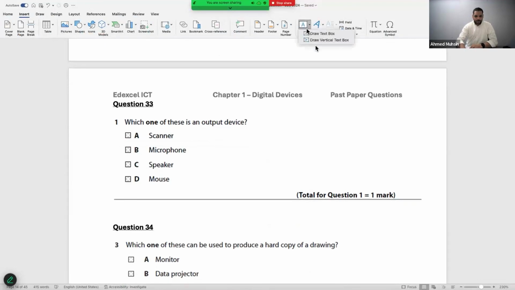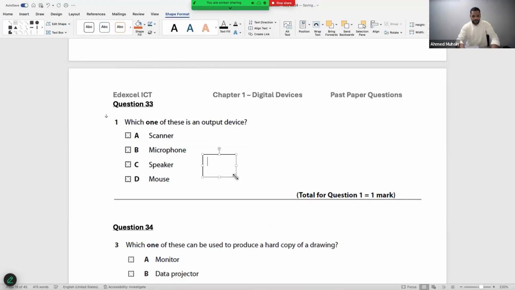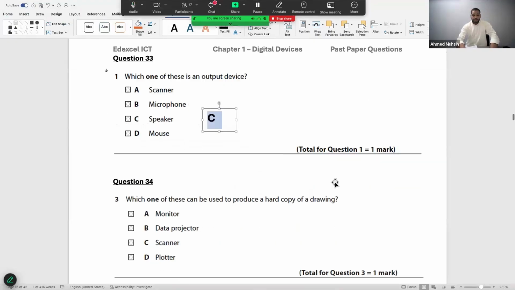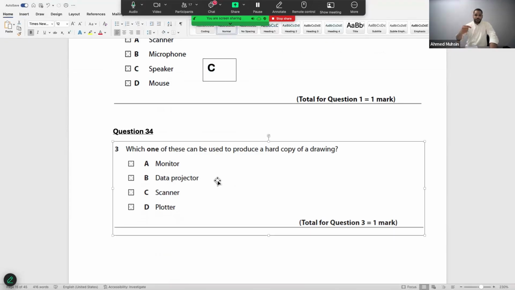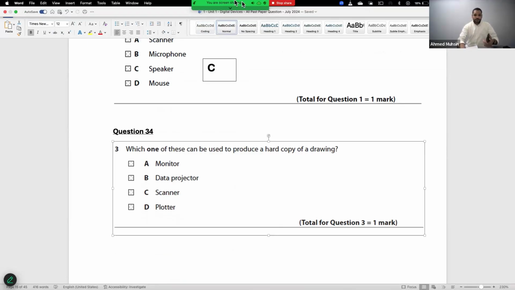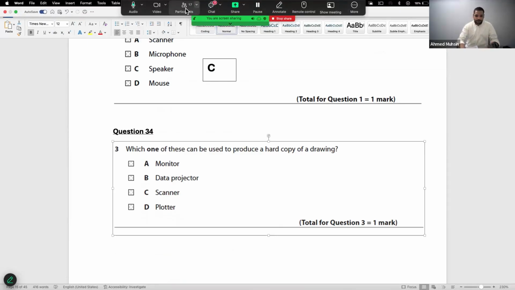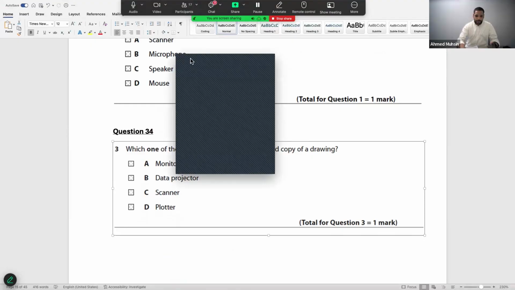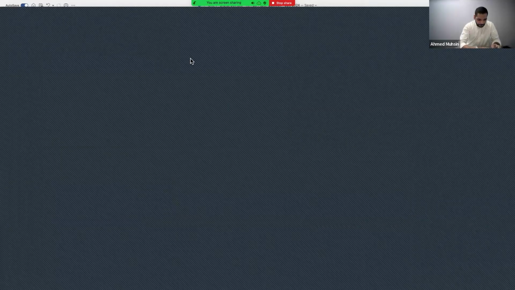Which one of these is an output device? You would say speaker. No difficulty here. Everybody, are we marking this? Speaker, please. Then question 34. Which one of these can be used to produce a hard copy of a drawing? You can note here the best answer comes to be plotter. Okay, can you guys mark plotter there? Mark plotter, please.